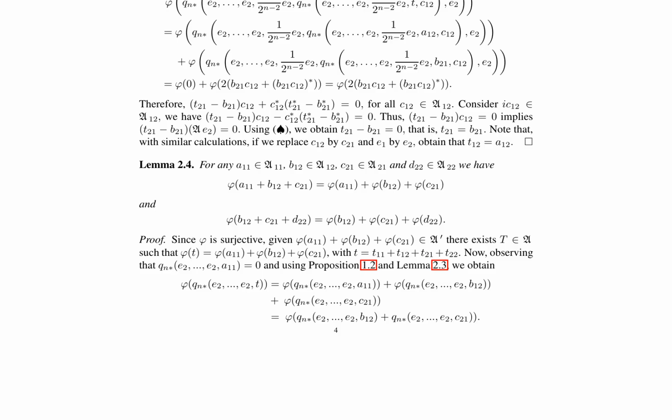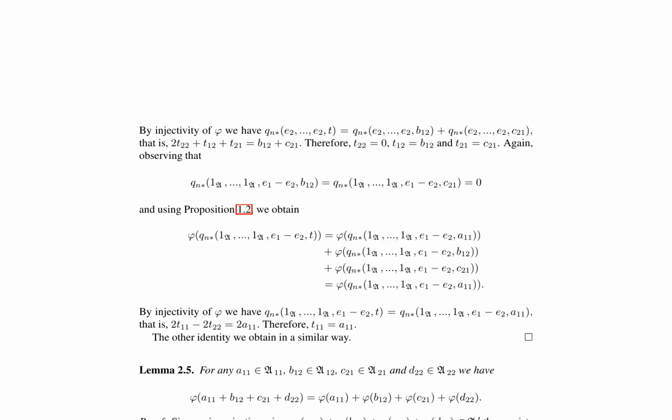The proof of lemma 2.4 is also outlined, establishing the additive properties of phi on elements of A11, A12, A21, and A22. This section's technical details and mathematical derivations are critical to understanding the paper's core contributions. We initiate our analysis by leveraging the injectivity of phi to derive several equalities.